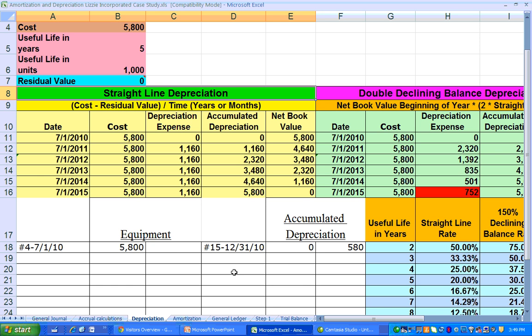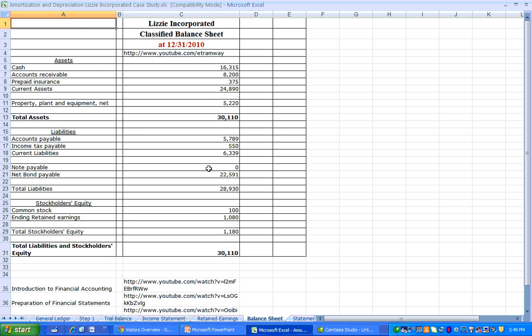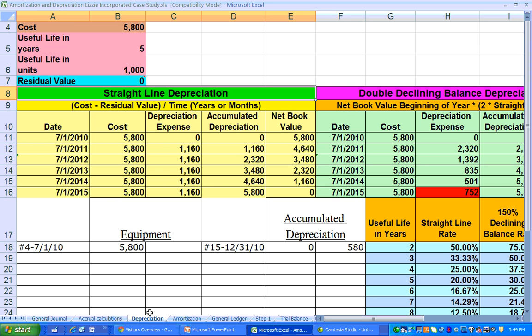Let's keep going over our balance sheet. Here is our property, plant, and equipment, net, $5,220. That's our net book value. And that is an important concept because we're always going to include in the equipment account the historic cost, and that's what we always want to see.